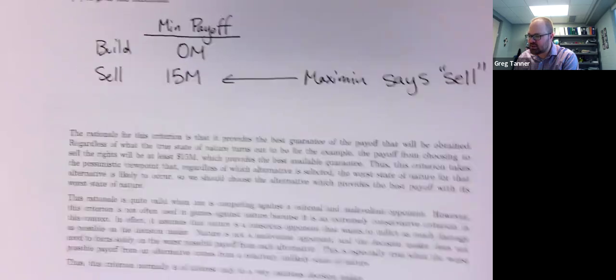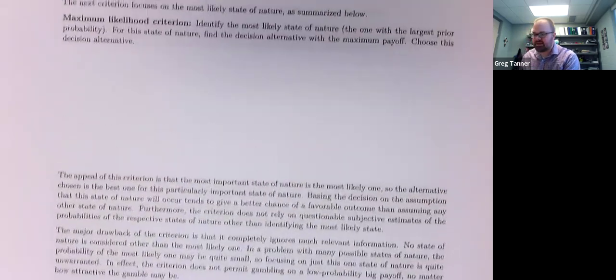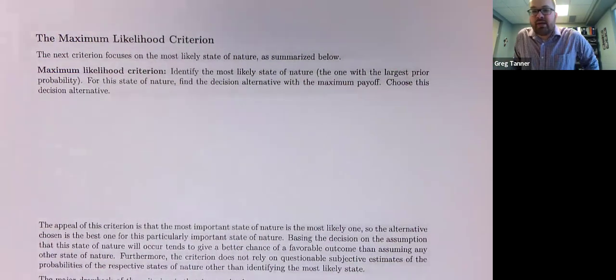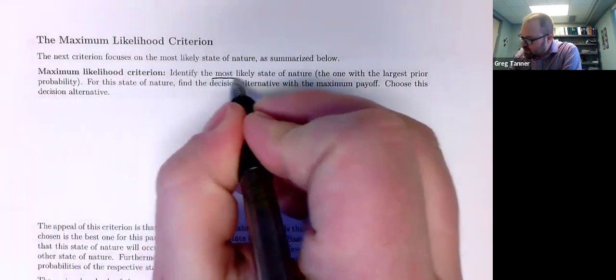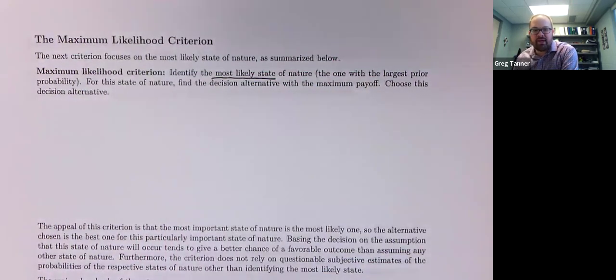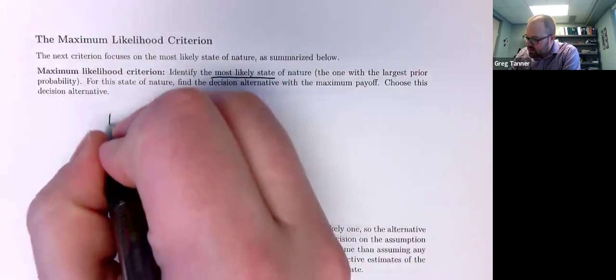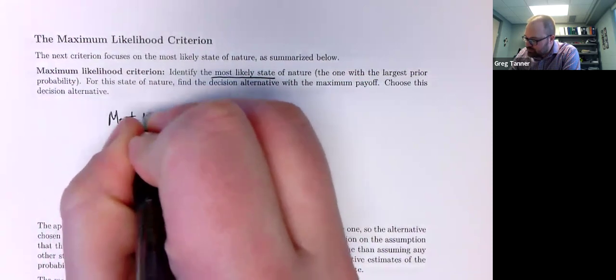Let's move on to the next decision criteria. The next decision criteria is the maximum likelihood criteria. Maybe one other thing we could say about the max and min is that it ignores the likelihood of each of the states of nature. It just says what's the worst possible outcome. The maximum likelihood starts to take that into account. So what we do is we identify the most likely state of nature, and then we look at the payoffs for that most likely state of nature. We ignore all other states of nature. And so in this case, we'll look at most likely.